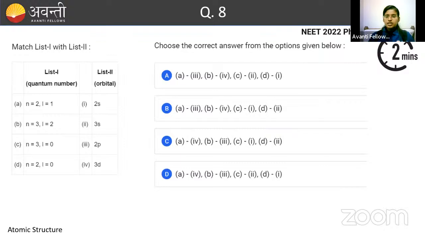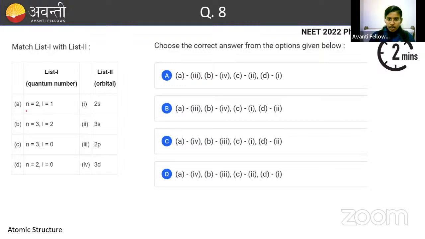Next, coming to question number 8. Match list 1 with list 2 and find the correct answer from the options given below. What is in the lists? List 1 is of quantum numbers and list 2 is talking about orbitals. How do we find the orbital from the quantum numbers? Two quantum numbers are enough, right? n and l are enough to find the orbital, and it is very easy. So let me go from A.